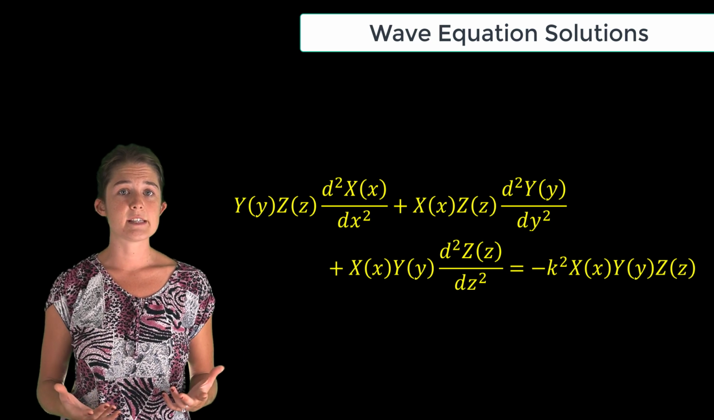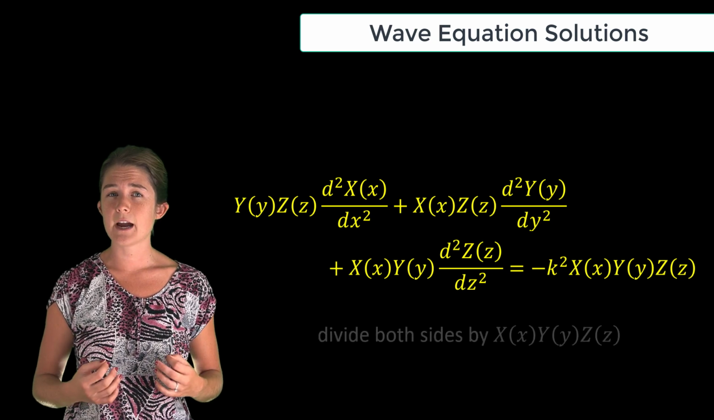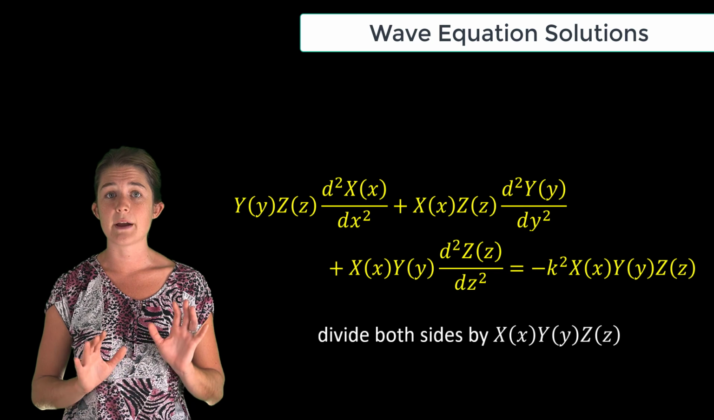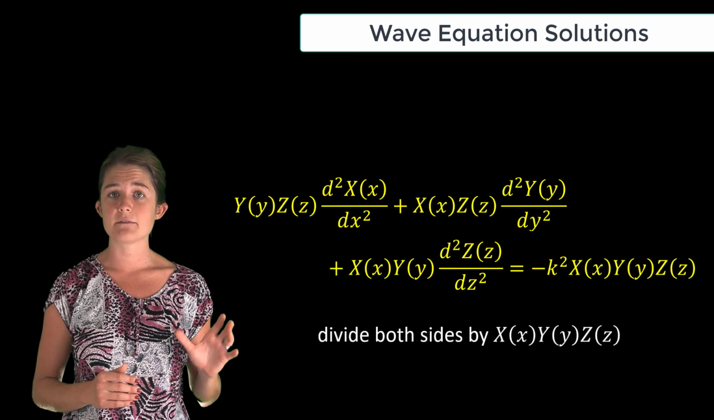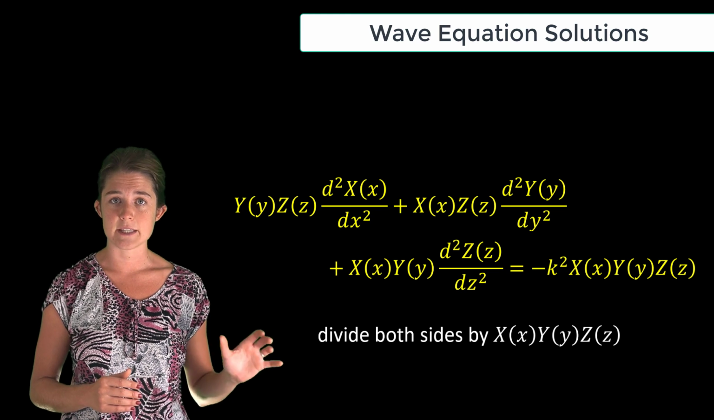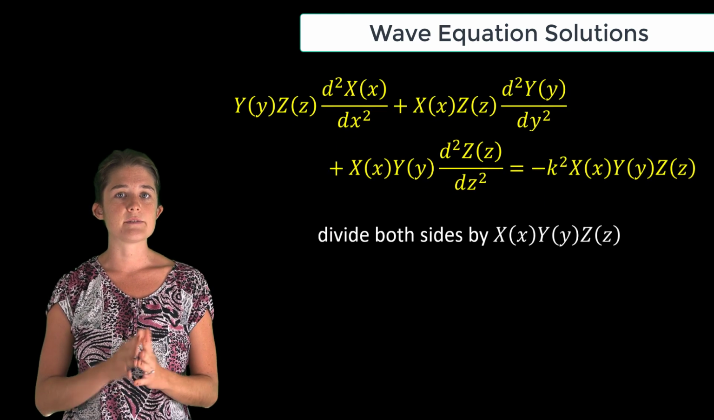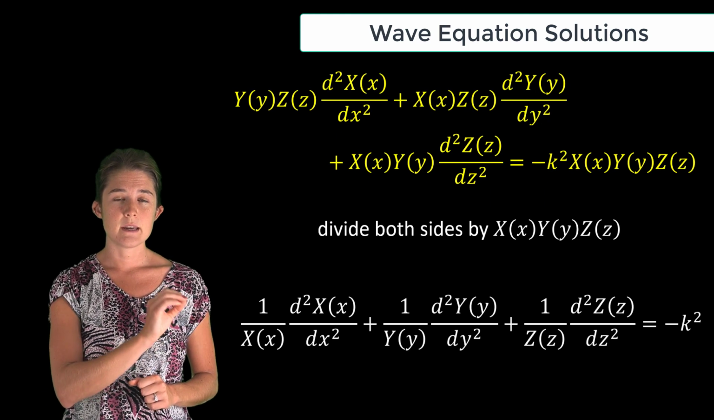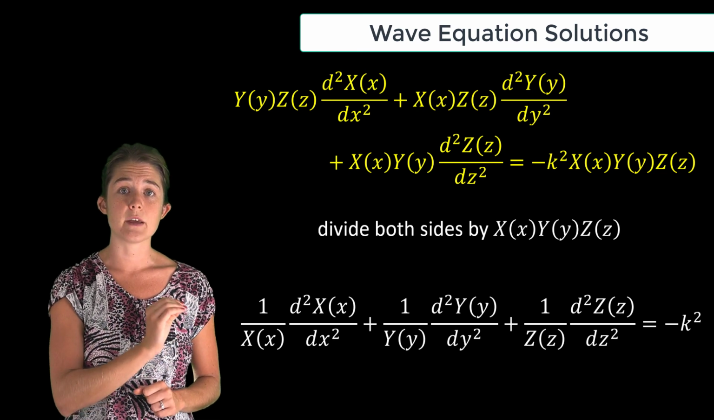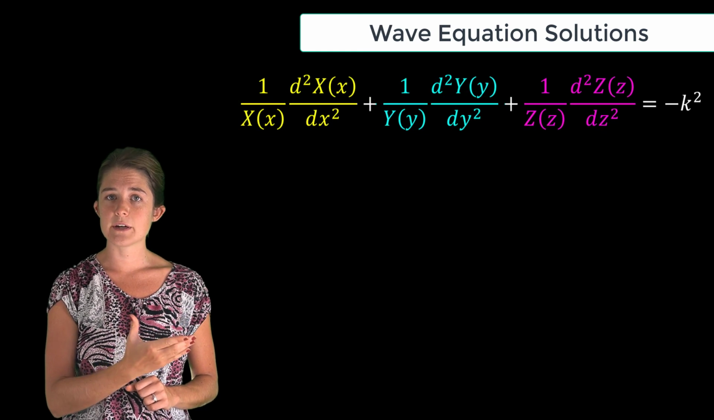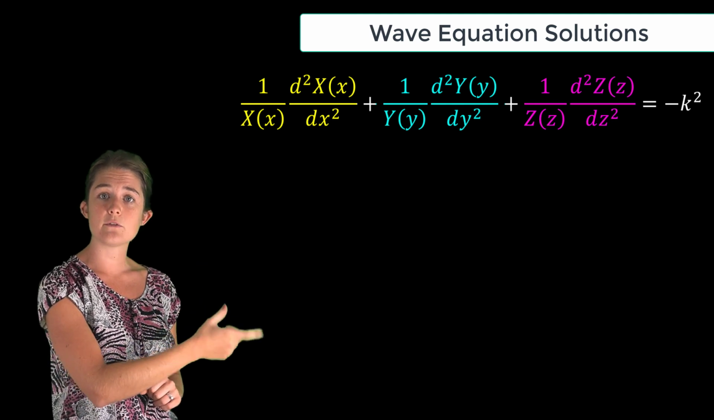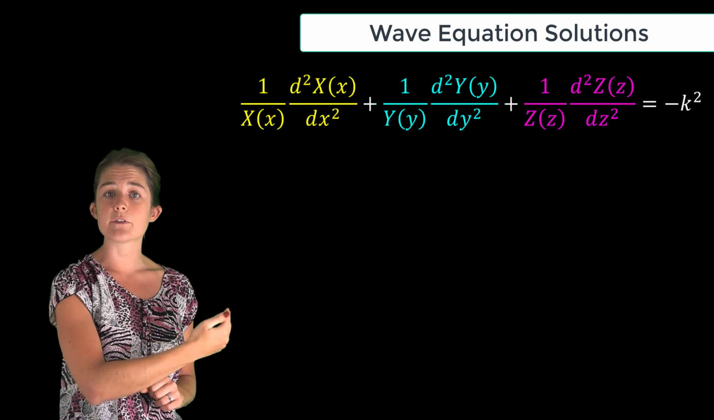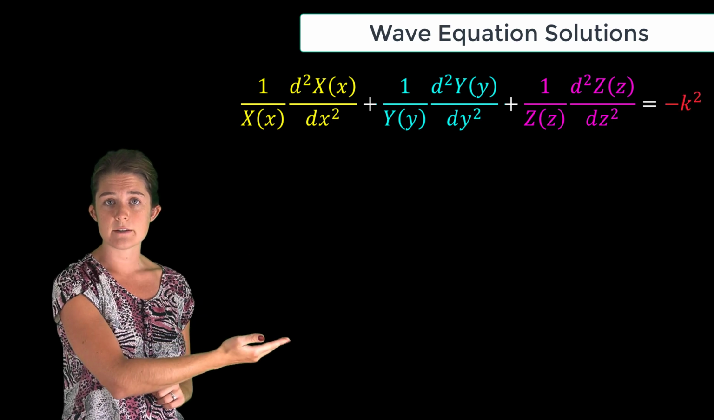The next step in the separation of variables technique is to divide both sides of the differential equation by all three terms of the function. So we're dividing by X of x times Y of y times Z of z. This division leaves us with this result. Now, here we have something important. Each of the three terms on the left-hand side of this equation depends only on a single variable, and the sum of those three terms equals a constant.